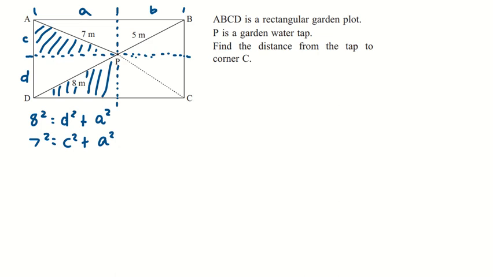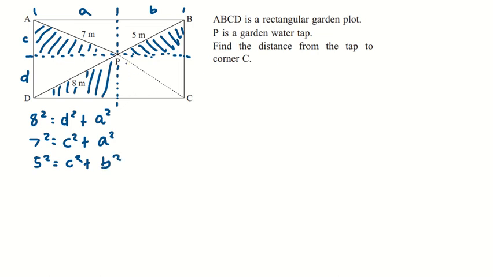Another triangle that I can see here is this triangle with the hypotenuse 5 meters. So that's 5 squared equals the height of that triangle, which is the same as the height of this side here, which is c. So that's c squared, plus the other leg of that triangle is b, so we have here plus b squared.